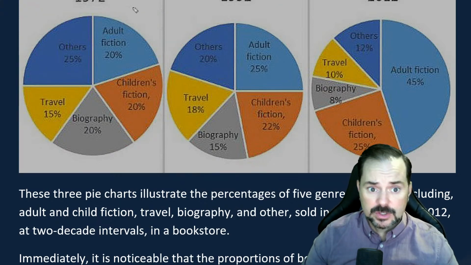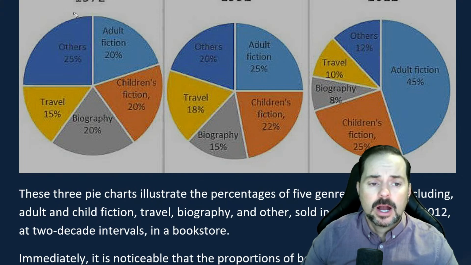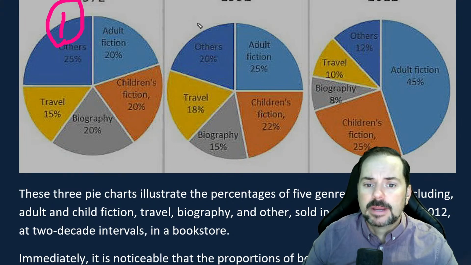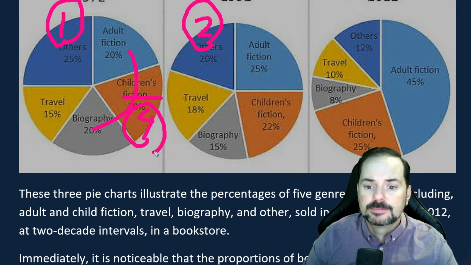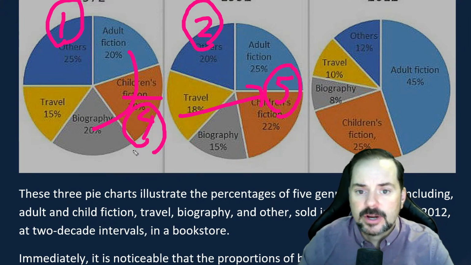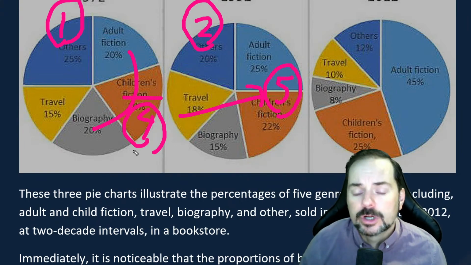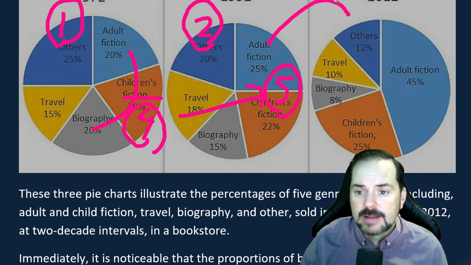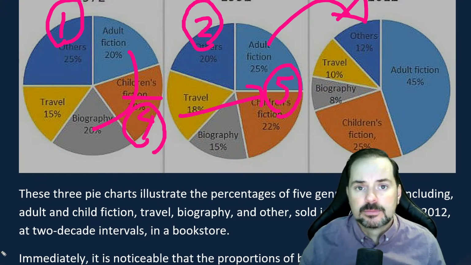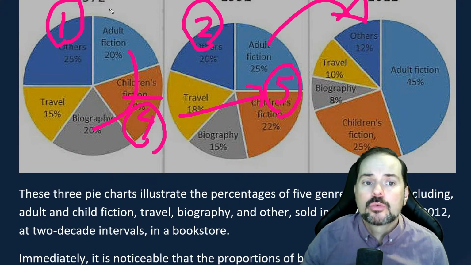So let's go logically here. I'm going to start with the biggest slice, others, here in 1972. Compare that to 1992. And then I'm going to combine these three into one point because they're all 20%. And then here, I'm going to compare it to the slight changes there. Now I'm going to be careful here not to spend too much time or too many words on these comparisons, because the biggest comparisons are happening here, and that's where I want to spend more time.